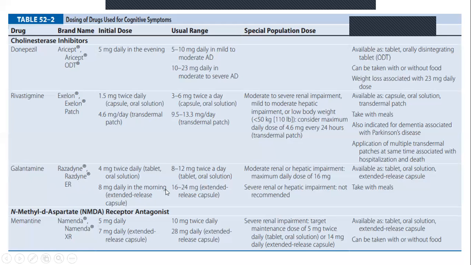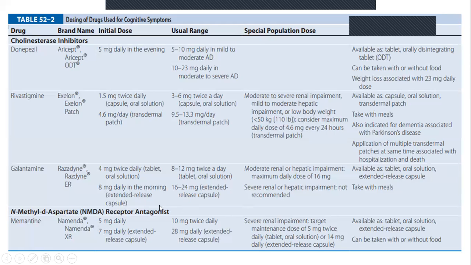And next, 8 mg daily in the morning, extended release, is also available. Usual range is 8 to 12 mg, 16 to 24 mg. For moderate renal or hepatic impairment, the daily dose should be around 16 mg. In case of severe renal or hepatic impairment, it is not advisable to take this medication. It is available as tablet, oral solution, extended release capsule, and it should be taken with meals.